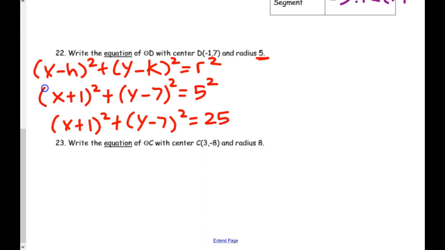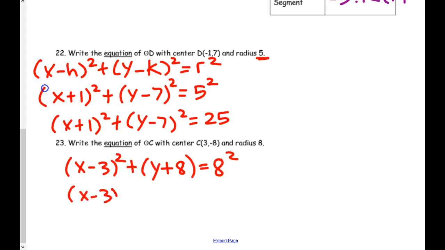Let's do it again down here. I'm not going to rewrite the original equation. I'll just use the formula it gives us. So the equation is x, opposite of 3 is minus 3 squared, plus y, opposite of negative 8 is plus 8. And that equals 8 squared. So I rewrite it. Don't forget the squared. That's 64. Alright.